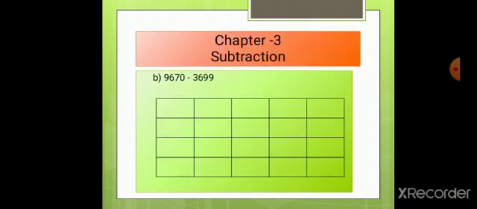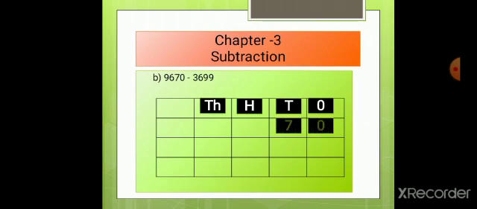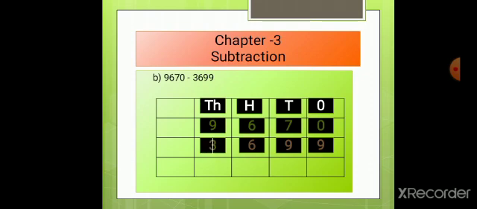So the next sum is 9670. You are going to subtract 3699. Okay, so you will again write ones, tens, hundreds, thousands. Then you will arrange this number. So 0 will come in ones place, 7, then 6, then 9. Then the number you are going to subtract, you will write down. So 9, 9, 6 and 3.